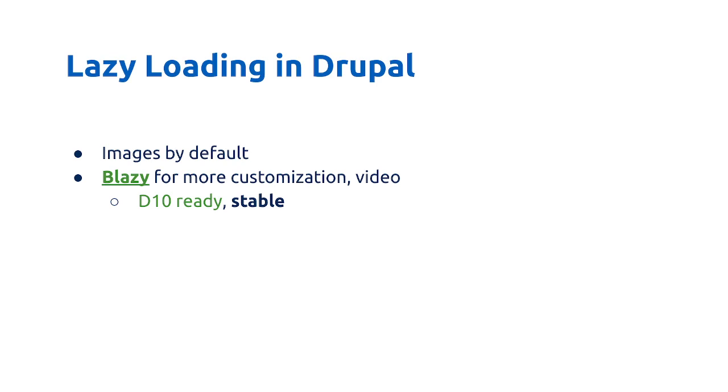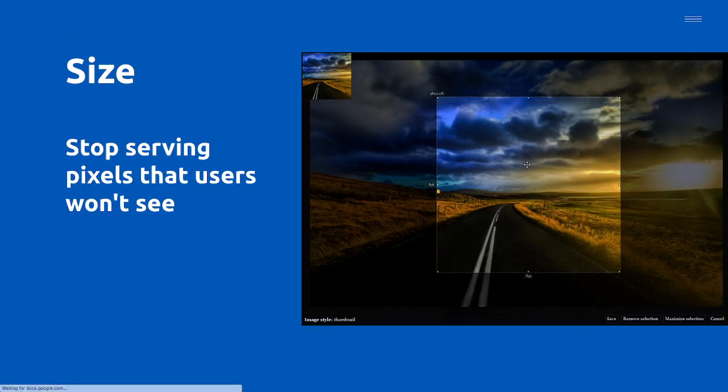I'll point out something here. There's a convention that you're going to see through the presentation, and I will make these slides available. So here, Blazy is a link to the actual contrib module page. It's in green because it's Drupal 10 ready, and it's bolded because it's stable. So you'll see a bunch of other modules that are linked to, and you'll know just by looking at that whether they're D10 ready or stable.